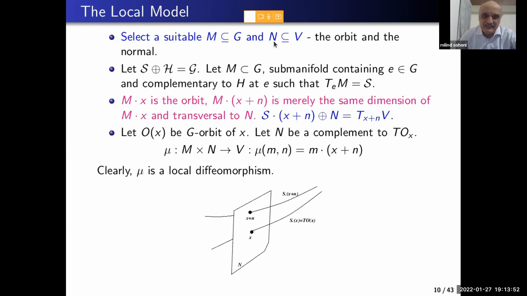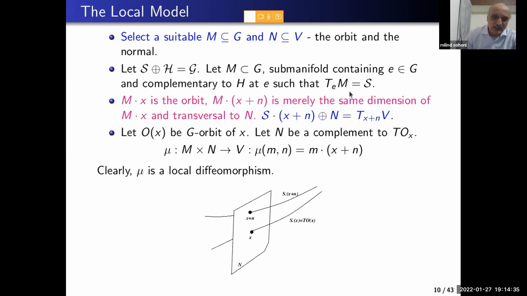and we take N, which is a normal slice at the point X to the tangent space to the orbit. So just to clarify how M is chosen, we take the Lie algebra G of the ambient group, H the stabilizer of the point, and S as its complement. And we take the manifold so that at the origin the tangent space of M is actually S. So in a way we have taken a local complement, a manifold starting at the identity, and we have named the tangent space of that manifold S as a complement to H. Now this S is going to play an important role.